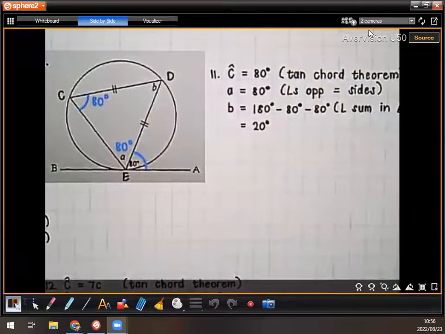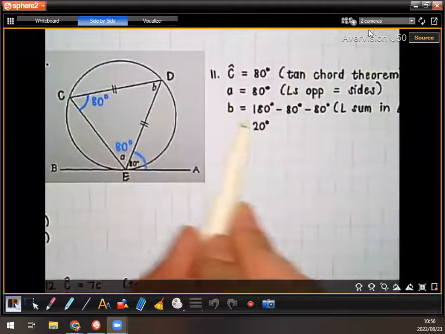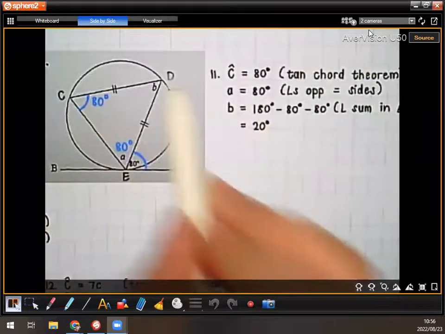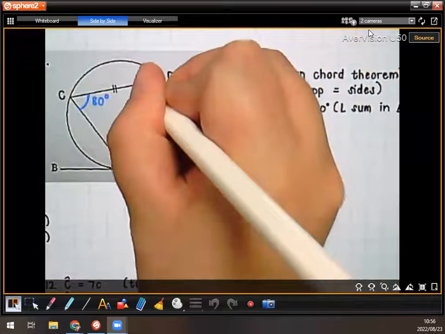And then I just did angles in a triangle to get these. Okay, because we have that is 80, that is 80. So you can do 180 minus those two, and that will give you that B is 20.